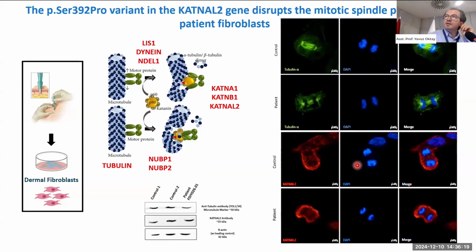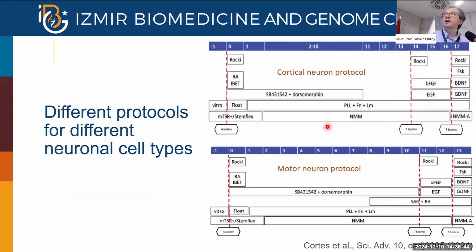Okay, what we did, we started with fibroblasts first. So this shows how these catenins, catenal-2 work. We looked at certain proteins that collaborate, work together with catenal-2 in regulating microtubule dynamics. In fibroblasts, I just want to summarize very briefly, we saw certain defects with microtubule organization. However, it was not as clear-cut as we hoped for. Then we decided to convert them into neural progenitor cells.